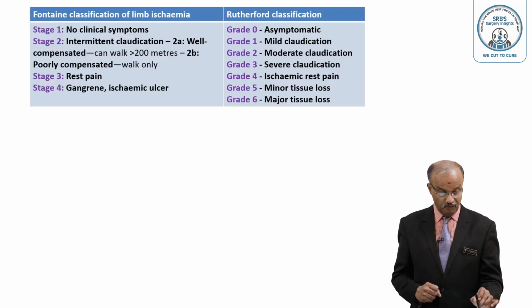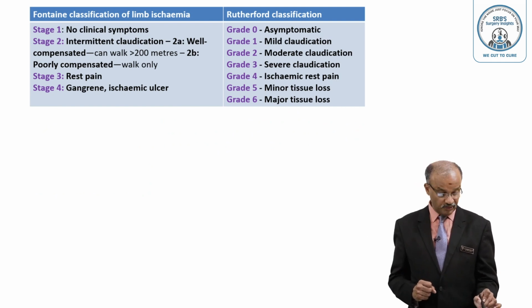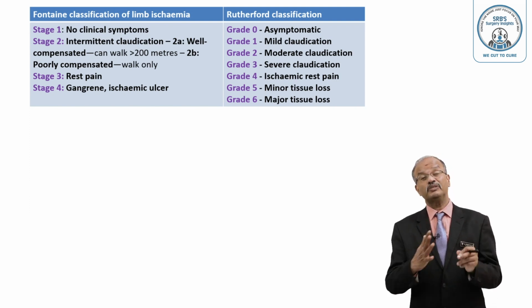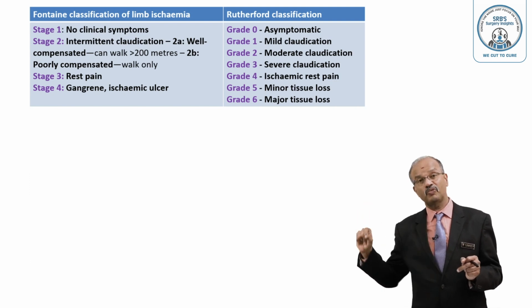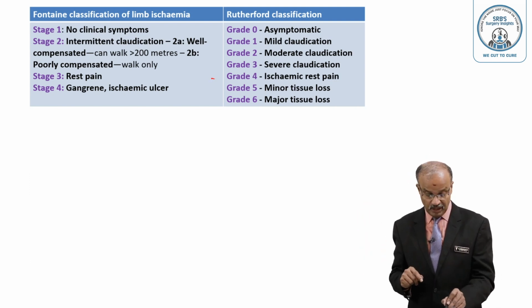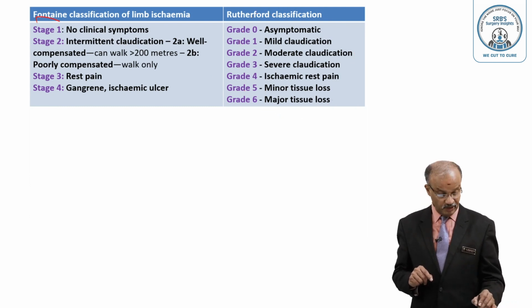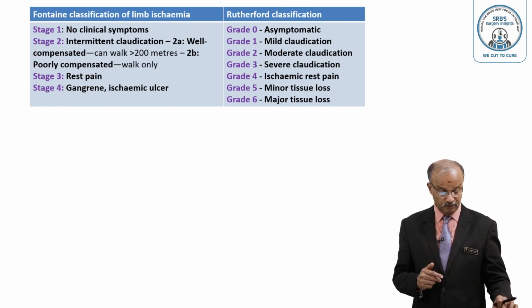Fontaine classification of limb ischemia, stage 1, 2, 3, 4. Again many times MCQ is asked. Stage 2 Fontaine classification is what? 2A, 2B, what? You should be able to answer that. Again, Rutherford classification: suppose ischemic rest pain is in Rutherford classification, you get a choice of 2, 3, 4, 5 like that. It is stage 4. You should memorize these things so that you'll be able to answer the MCQ, and correlate and answer the question, because it is important for MCQ actually.